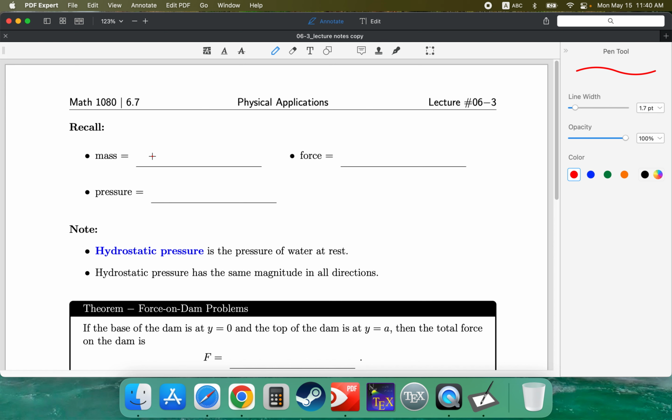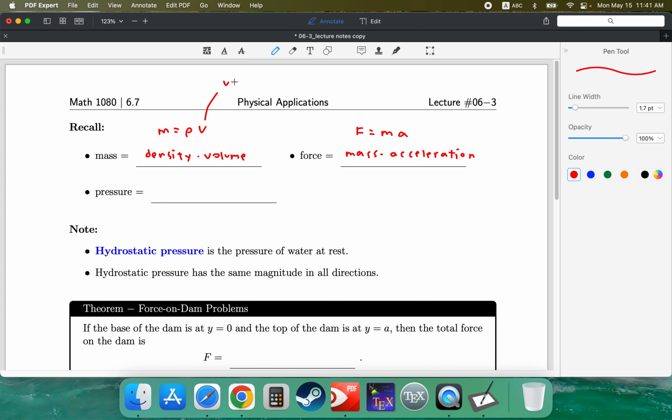We know that mass equals density times volume, and we can write it as m equals rho times v. And force is mass times acceleration, and we write it as F equals m times a. And notice that right here the volume, okay, so let's say we have a volume of a solid.